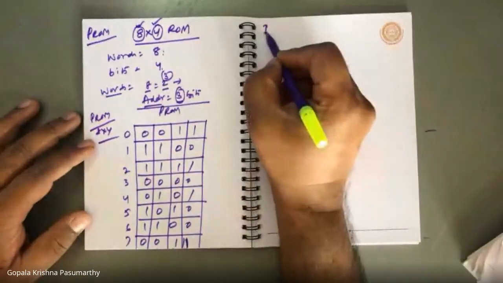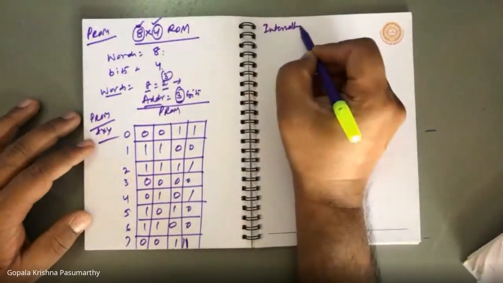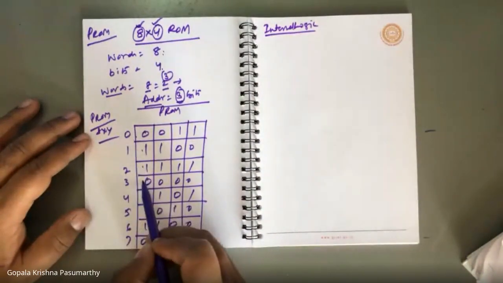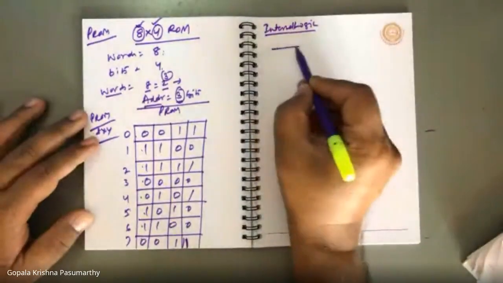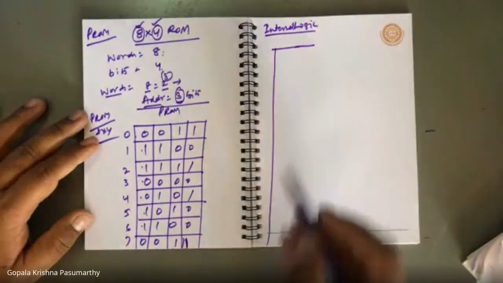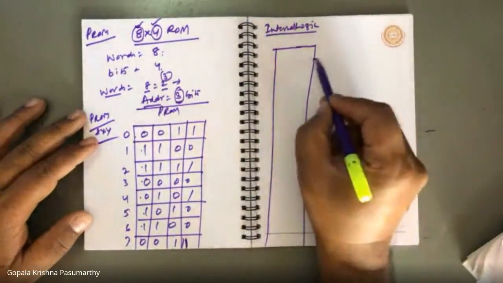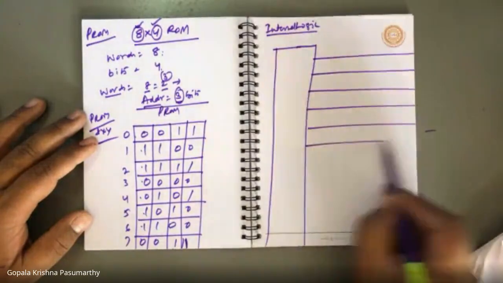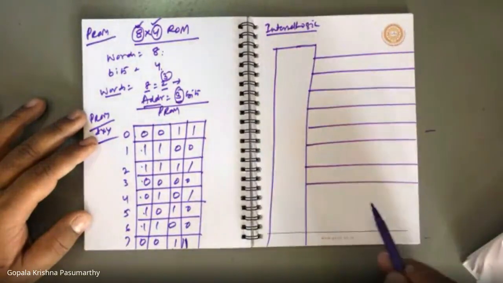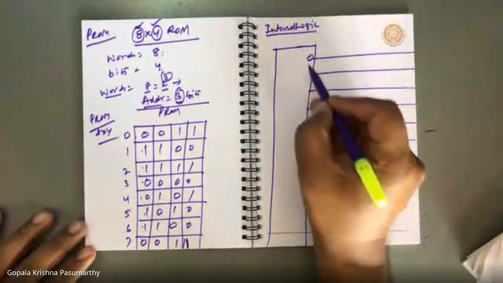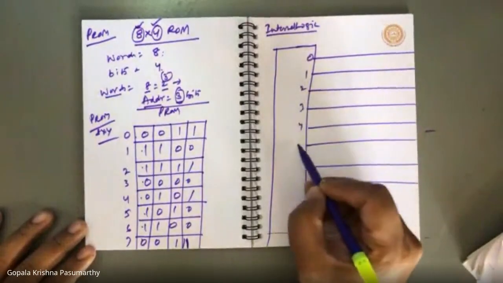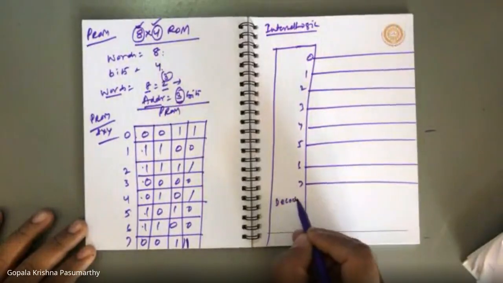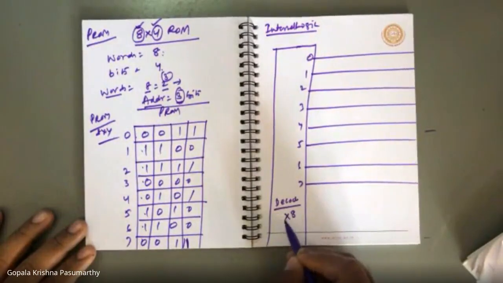How do we draw the internal logic? The logic is very simple. How many words? 1, 2, 3, 4, 5, 6, 7, 8 words. So take one box with 8 lines: 1, 2, 3, 4, 5, 6, 7, 8. 8 words, 8 logics, 8 lines. So this is a decoder. Of course, this diagram is a decoder with how many outputs? 8 outputs.